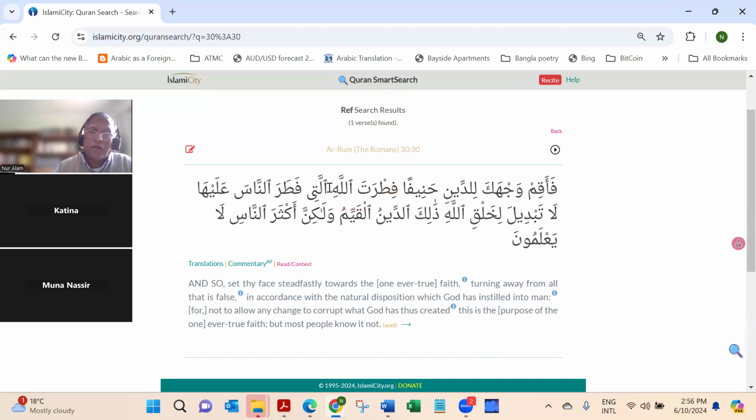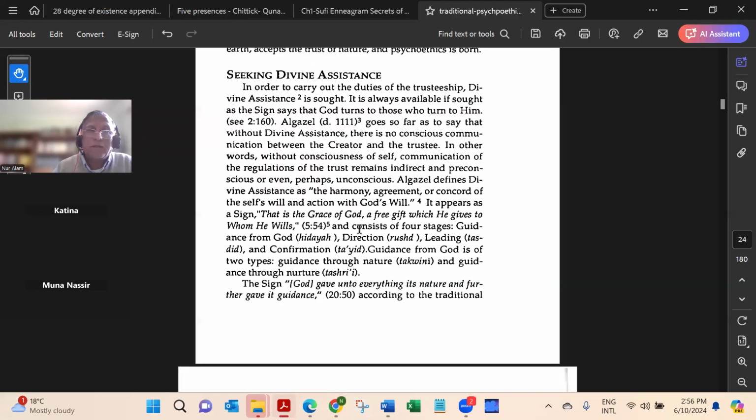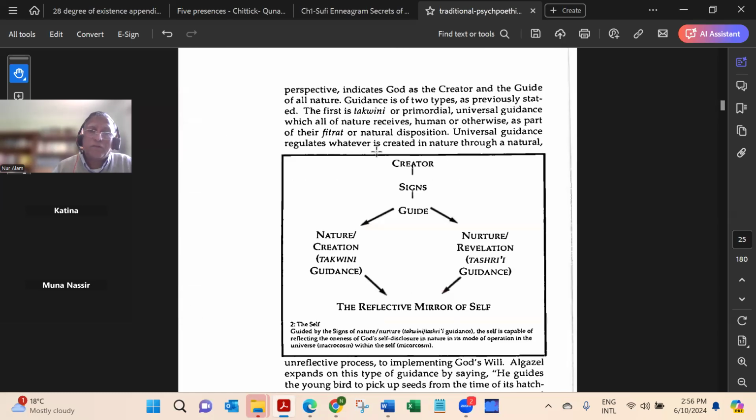It says, Fitratullah allati fatara nasa alayha, and then it says not to allow any change to corrupt what God has created, la tabdila li khalqillah. Then of course it talks about the rest related to religion and other aspects of the ayah, but the main idea I wanted to refer to was this particular verse. So I go back to that reading. What your question was, you have answered. Is there any other question you wanted to mention?